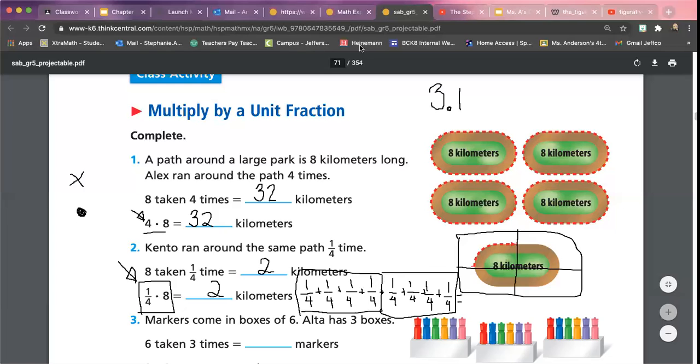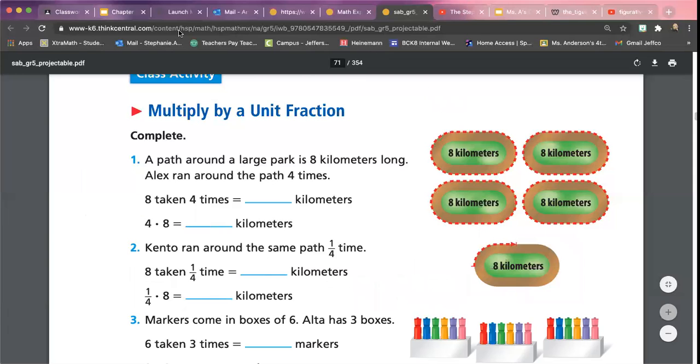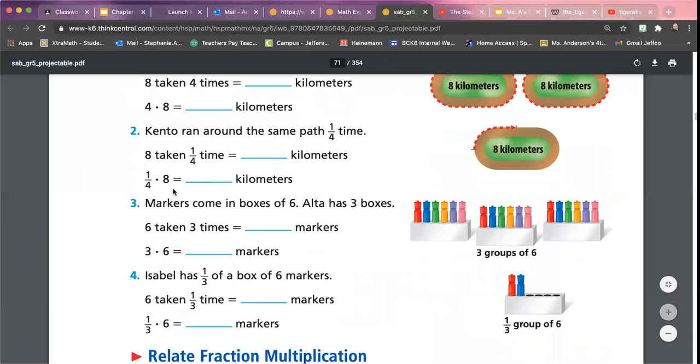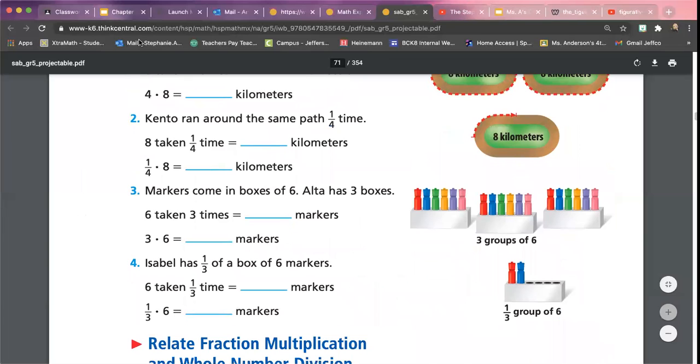We're gonna go down to some markers now. Same idea here, okay? So I'm gonna kind of let you try this one on your own first. So we're right here at question 3. Markers come in boxes of 6. Alta has 3 boxes. 6 taken 3 times is how many markers?